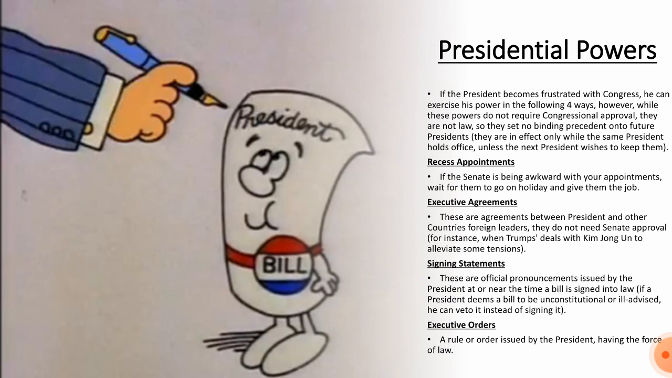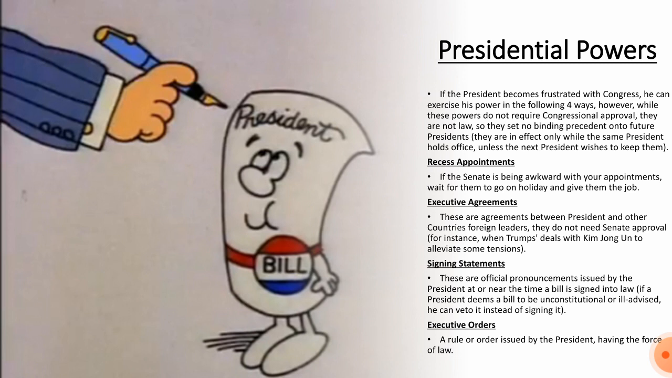However, while these powers do not require congressional approval, they are not law, so they set no binding precedent onto future presidents. There's quite a tongue twister there. No binding precedent onto future presidents. They are in effect only while the same president holds office, unless the next president wishes to keep them. So they're essentially sunset clauses. Bill Clinton had one of these for gun control in his administration.